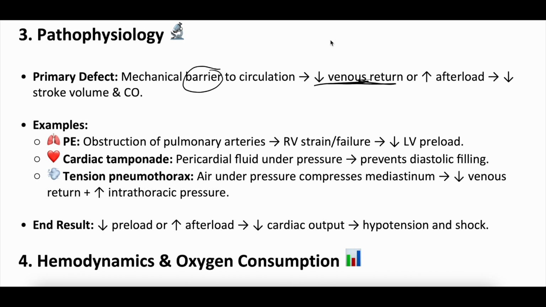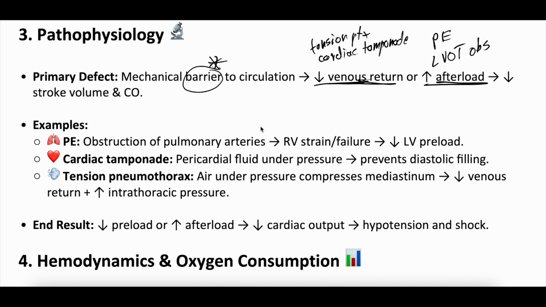Pathophysiology. Well, the primary defect here, as we talked about, is there's a barrier to circulation. You either have decreased venous return, say tension pneumothorax or cardiac tamponade, or you have an increase in afterload that then inhibits the heart's ability to pump blood out. So massive pulmonary embolism is an increase in right heart afterload. Left ventricular outflow tract obstruction is an increase in left ventricular afterload that then leads to an inability to pump blood out of that left ventricle. So you either have decreased venous return or an increase in afterload secondary to some type of mechanical barrier.